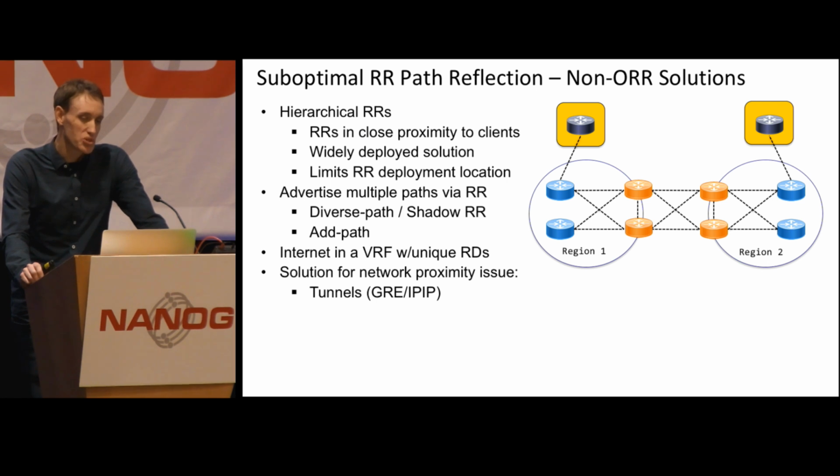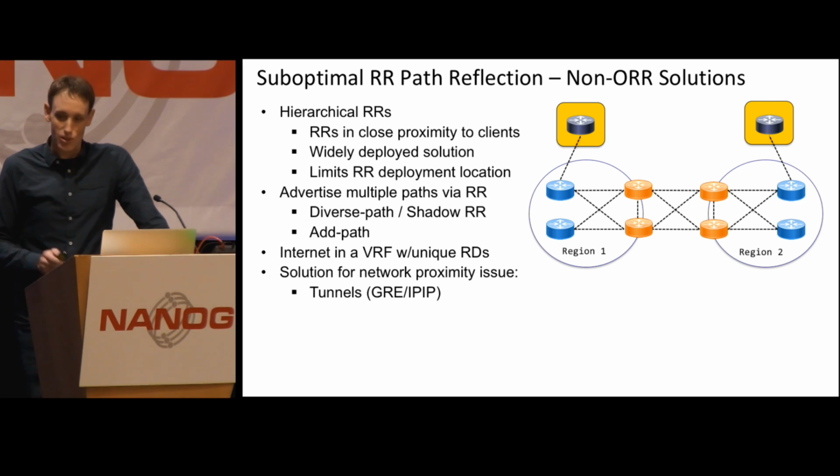There was also a solution for the network proximity using tunnels. You can use GRE or IP tunnels, and you're basically making that route reflector, no matter where it is, appear like it's connected near the client. I'm not a huge fan of that solution. I'm not a huge fan of using GRE tunnels to try to connect all those things together.